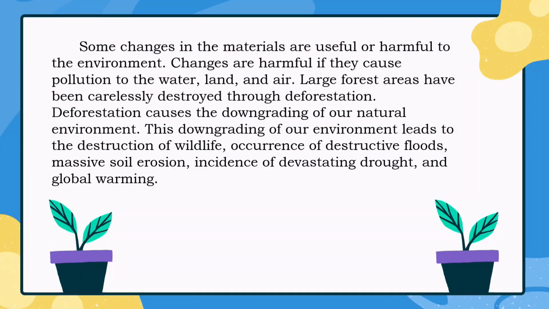Some changes in the materials are useful or harmful to the environment. Changes are harmful if they cause pollution to the water, land, and air. Large forest areas have been carelessly destroyed through deforestation. Deforestation causes the downgrading of our natural environment. This downgrading of our environment leads to the destruction of wildlife, occurrence of destructive floods, massive soil erosion, incidents of devastating drought, and global warming.